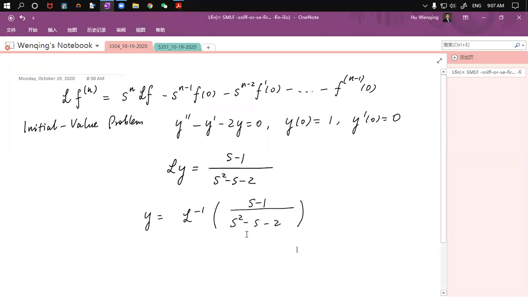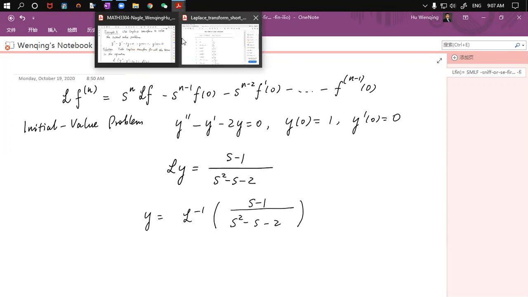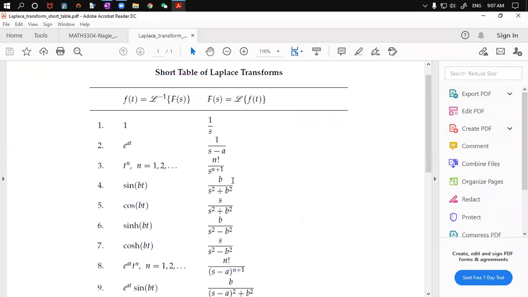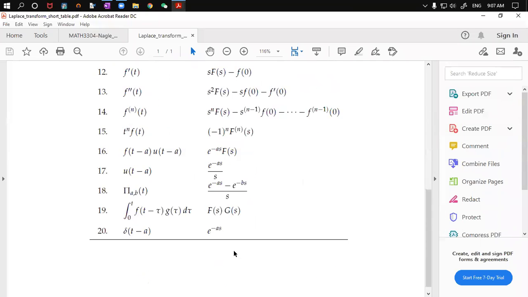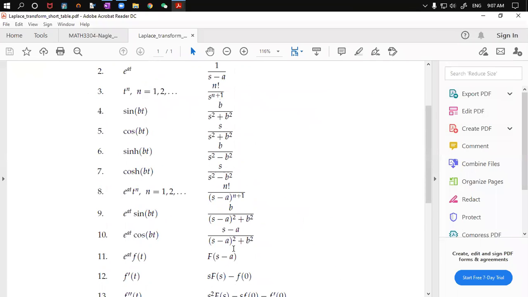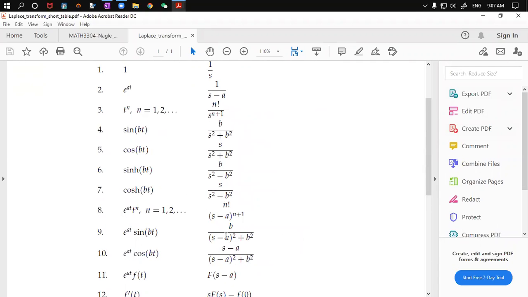Well, the denominator is s squared minus s. It's a quadratic. So you must look for something quadratic. The quadratic ones are only this one, this one, this one, this one, 4, 5, 6, 7, maybe 9, 10, and no others. So you must focus on these ones. So how do you make something similar to this?